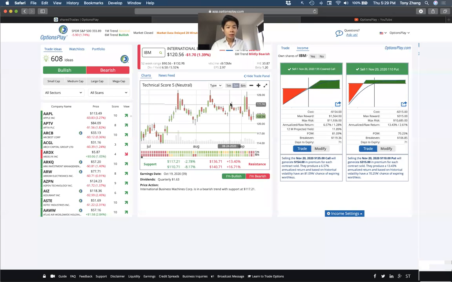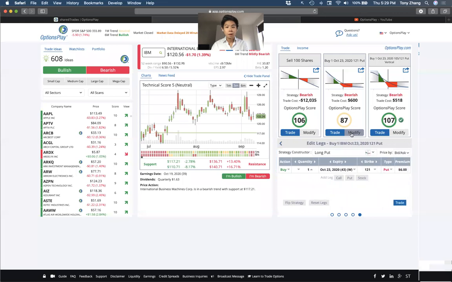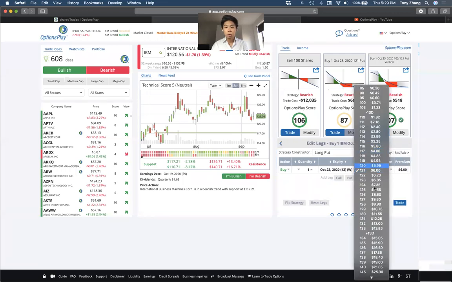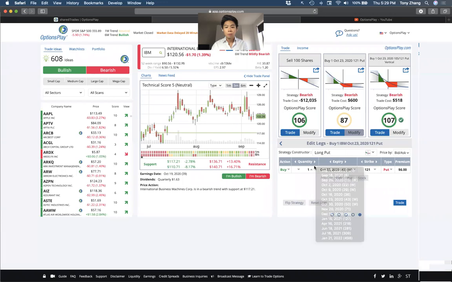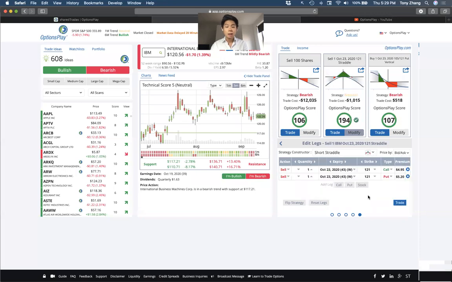Balu is saying, please show how to enter your modify criteria into the trade panel. I'm not sure what you mean by how to enter your modify. So you click on modify and you can choose your expiration date, your strike price, your quantity, buy, sell, and call put. And you can also use the strategy constructor to construct any option strategy that you would like.